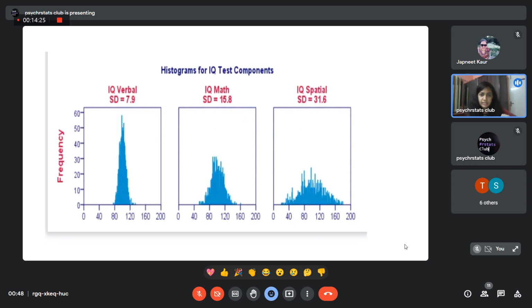This I have already explained. This is how the data varies. A large SD shows that the data is very spread out. A smaller SD shows the data is not that spread out. The scores don't differ that much from the mean score.